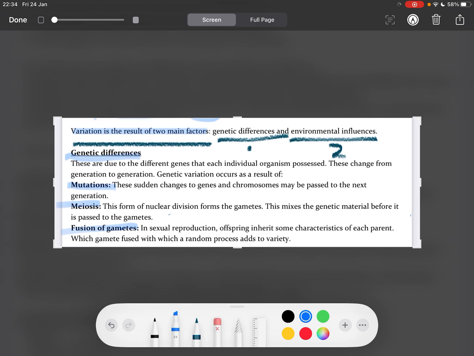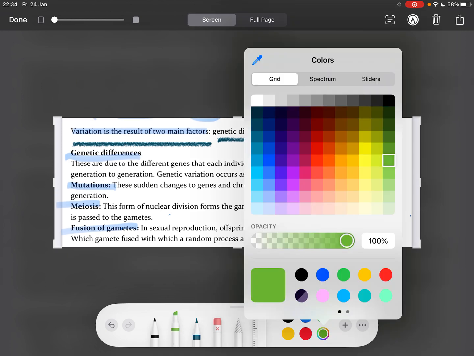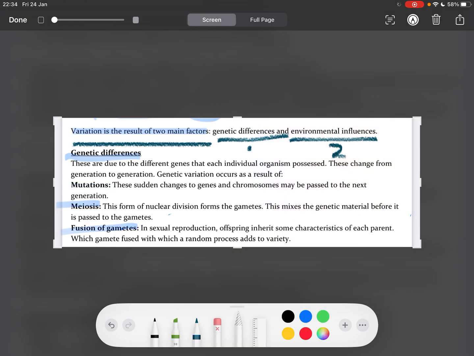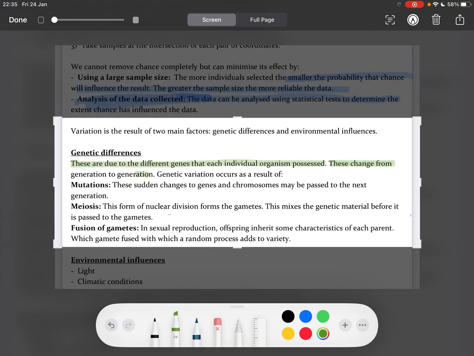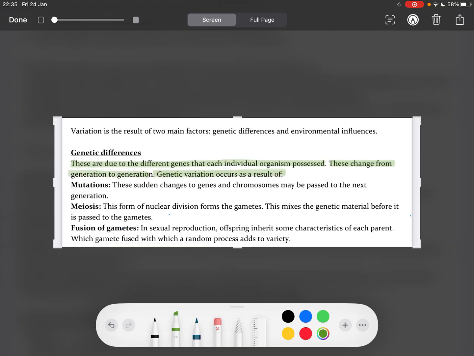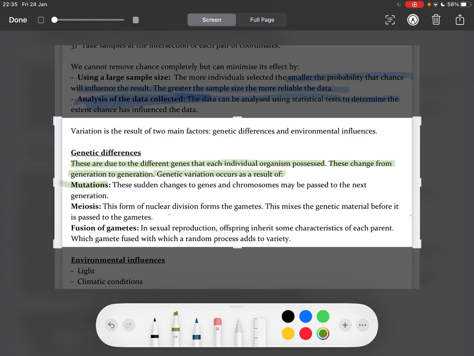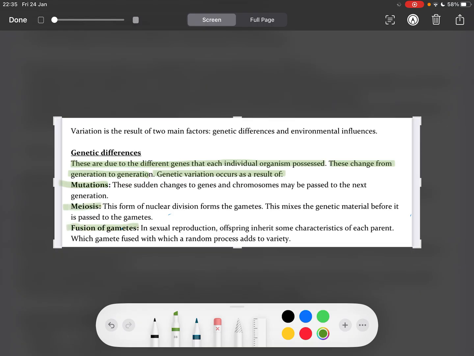So let me change the color, make something green. Okay. Again, do you know what a genetic difference is, or why they happen? Basically, these are due to the different types of genes that each individual organism possesses. These change from generation to generation. Genetic variation occurs as a result of either mutation, meiosis, or fusion of gametes.